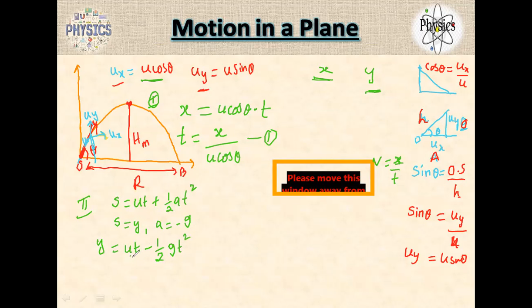But this is uy. Remember that. What is u here? uy, the velocity along the vertical component, along the y direction. So you remember that also. u is equal to uy is equal to u sine theta, right? Because the vertical component is how much? u sine theta. Yes, sir.